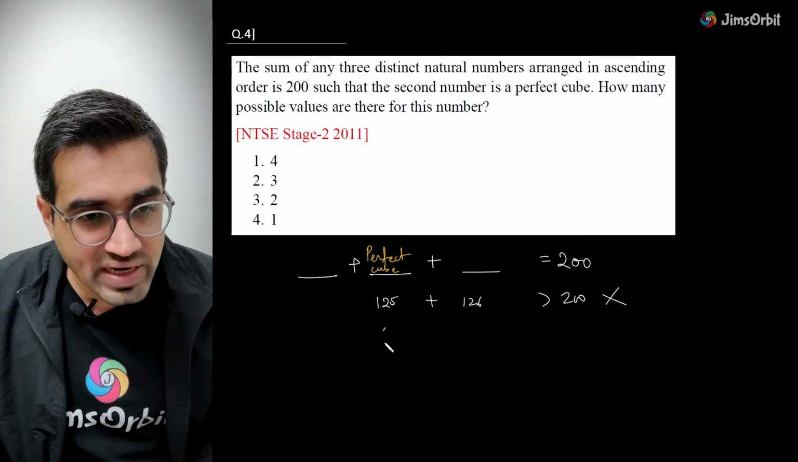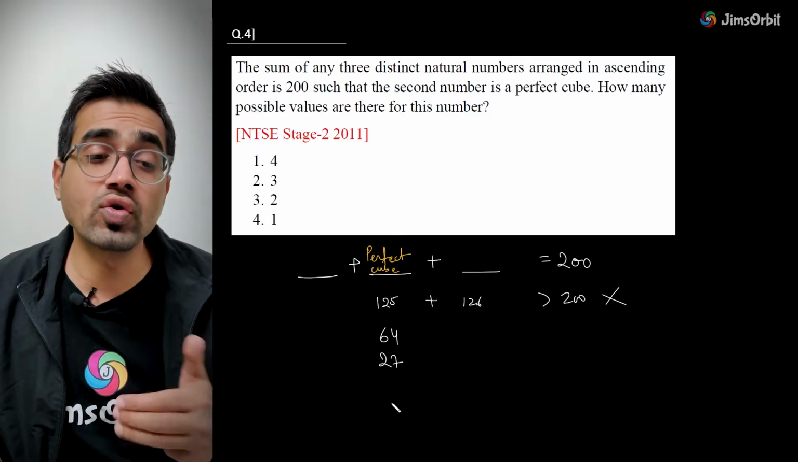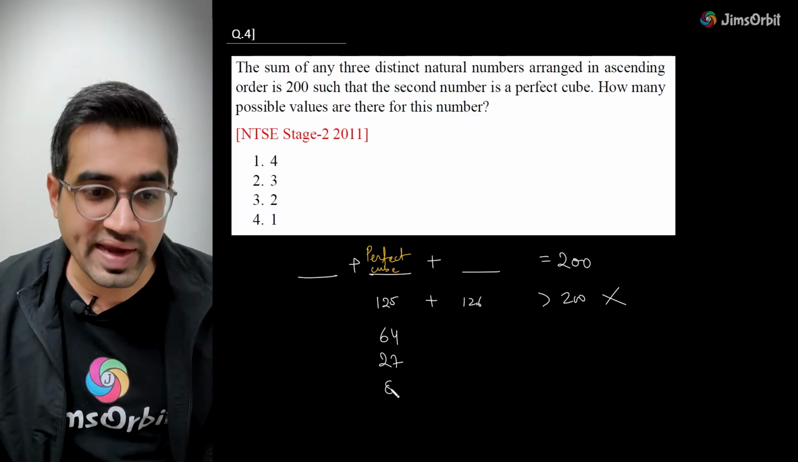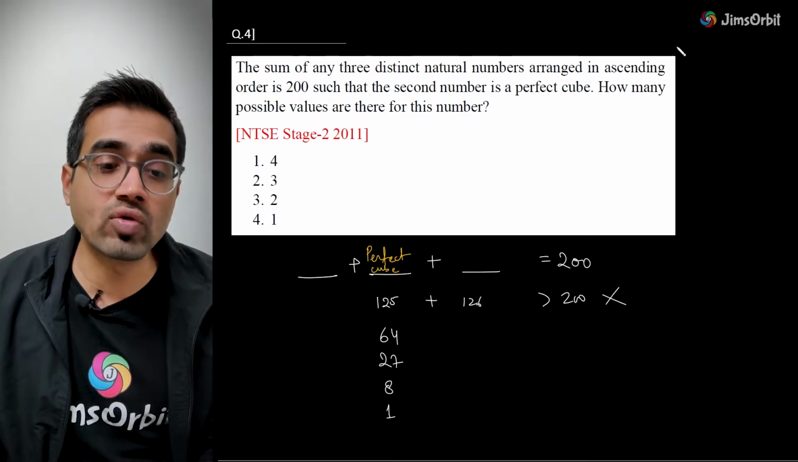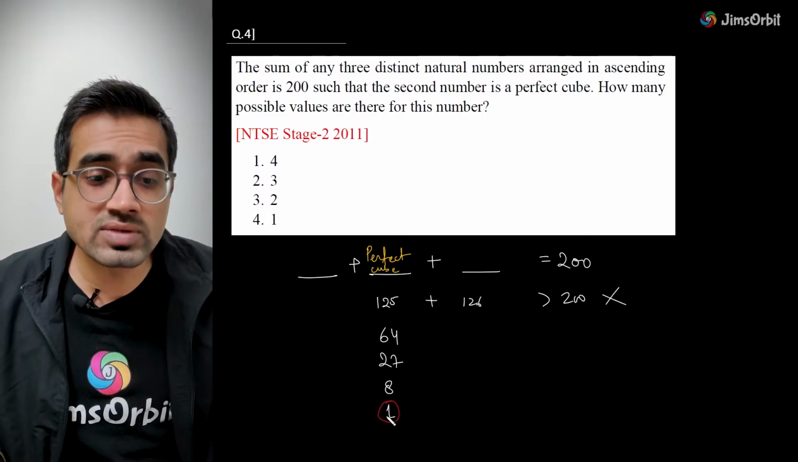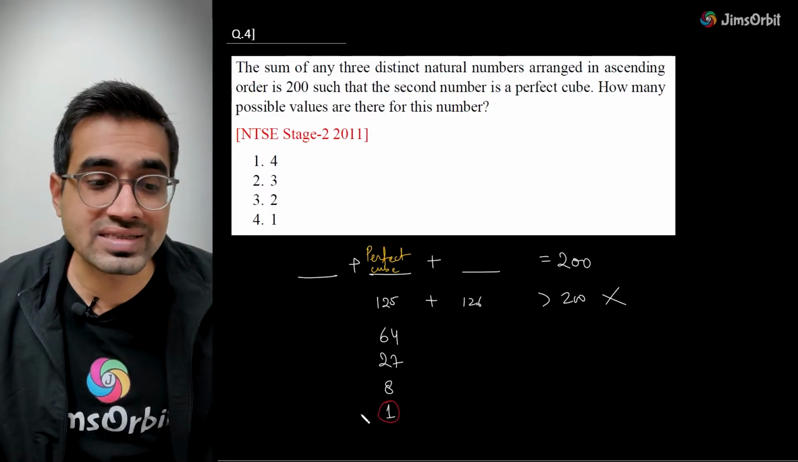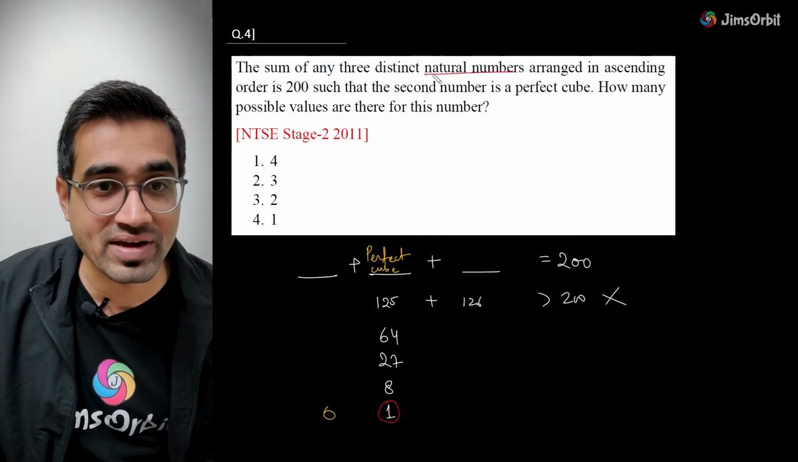If 4 cube happens, you get 64. What if 3 cube happens? 27. What if 2 cube happens? 8. What if 1 cube happens? 1. The problem we are running into now is we cannot write 1. But why? Because the smaller number just below this is 0, and 0 is not a natural number. Again, you get the point.